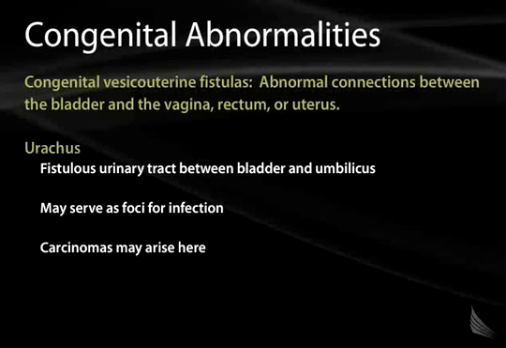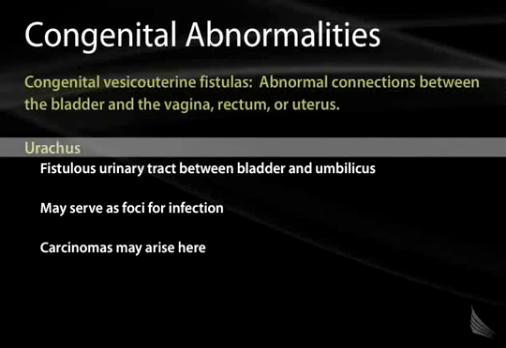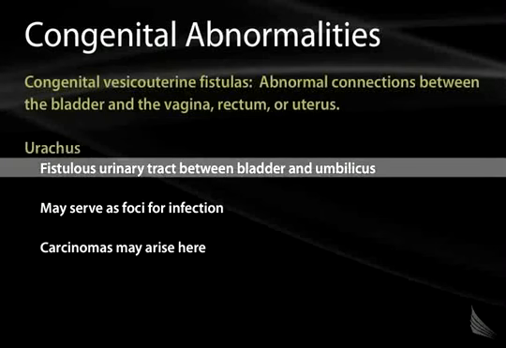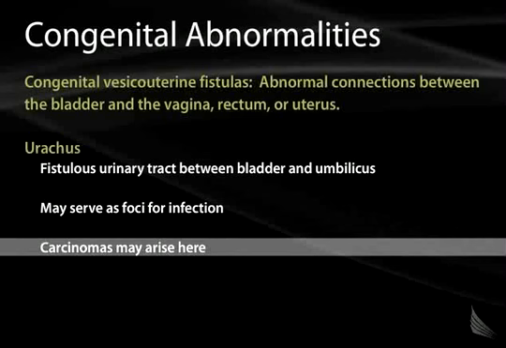Congenital abnormalities that can affect the lower urinary tract include congenital vesicoureteral fistulas. This is any sort of abnormal connection between the bladder and other organs, such as the vagina, the rectum, or uterus. Also, urachal remnants, a fistulous urinary tract between the bladder and the umbilicus. This is something that can serve as a focus for infection, or in older individuals, if this is present, can lead to the development of carcinoma in this area, particularly the development of adenocarcinoma.